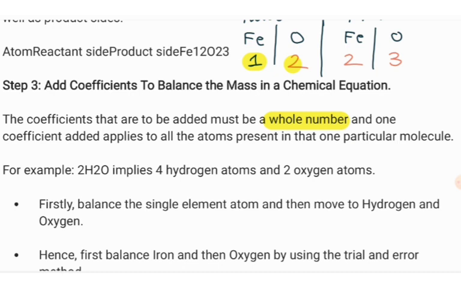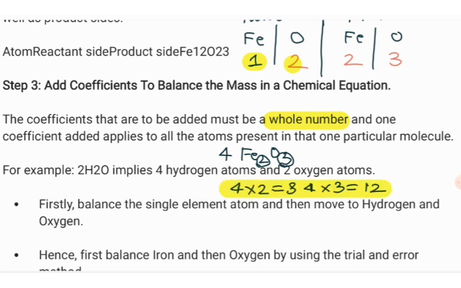one particular molecule. For example, if I had here Fe2O3, we know that iron has 2 atoms here, oxygen has 3 atoms, but if I write here 4, it means that now iron is 4 into 2 and oxygen is 4 into 3, which means oxygen is 12 and iron is 8. So this is the basic idea, these are the two things to be kept in mind.